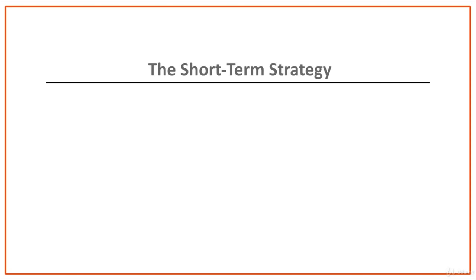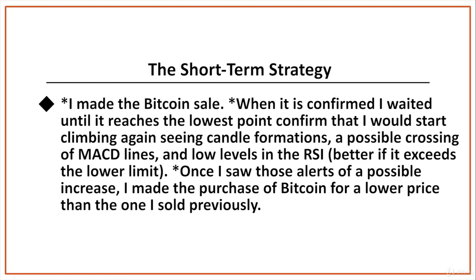And I made the Bitcoin sell. When it is confirmed, I waited until it reaches the lowest point, confirming that it could start climbing after seeing candle formation, a possible crossing of MACD lines and low levels in the RSI, better if it exceeds the lower limit. But once I saw those alerts of a possible increase, I made a purchase of Bitcoin for a lower price than the one I sold previously.